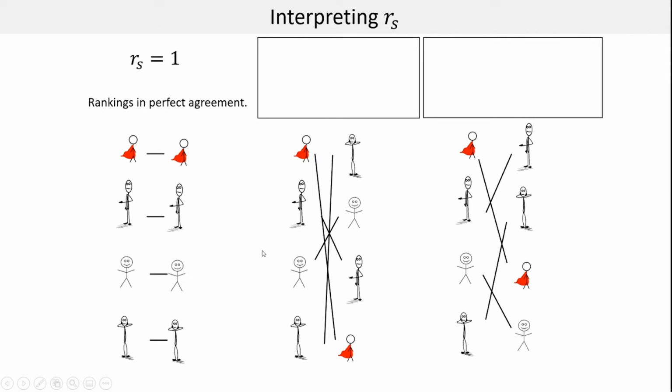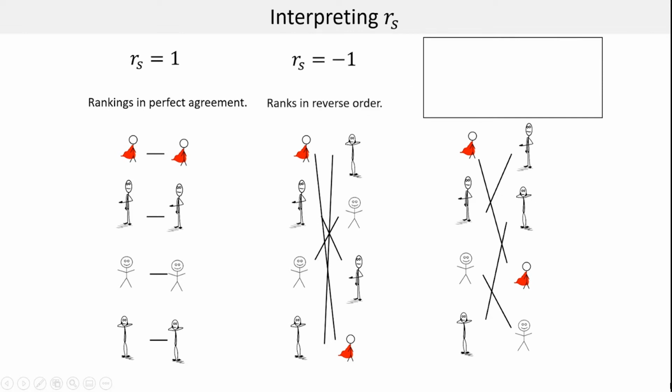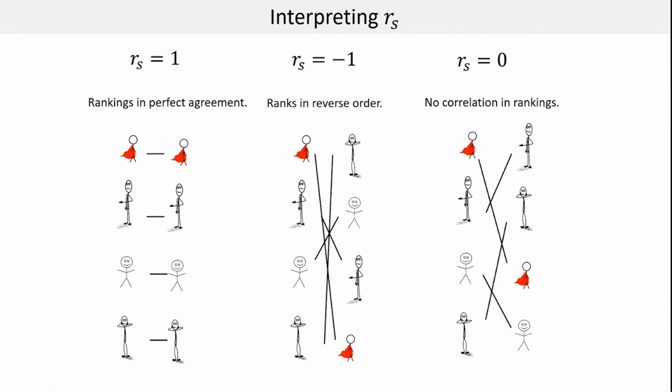Looking in the middle, first place in one sport was last place in another. Second place matched with third, third with second, and last place matched with first. These almost seem to be opposites. So the Spearman's rank correlation coefficient in this case would end up being negative 1. These are ranked in reverse order. And if we had a little mix of both, where there wasn't a clear indication of which way the ranks were going to match up, we may well get a correlation coefficient of 0 or somewhere in between.